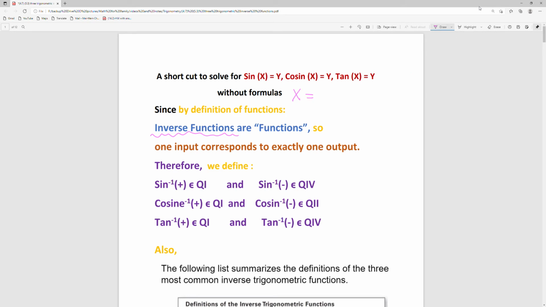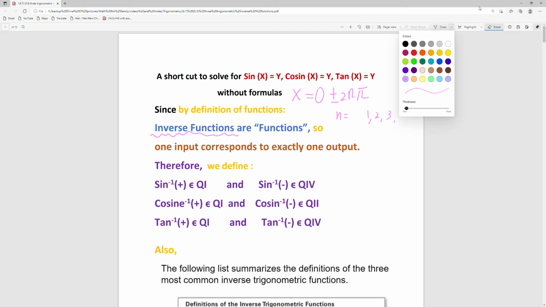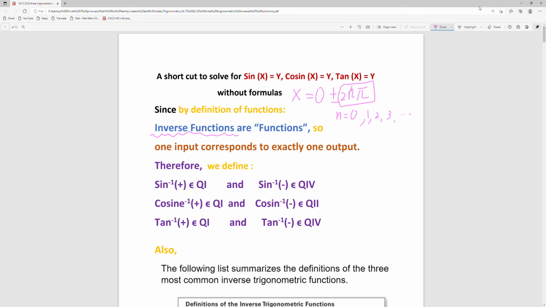So if you say x equals some angle, say 0, okay, then plus or minus 2nπ, where n is 0, 1, 2, 3, and keep going. We need to consider n is 0, so when n is 0, you just don't add anything. But when n is 1, you add 2π, then 4π, 6π. So you consider all the coterminal angles as the answers.